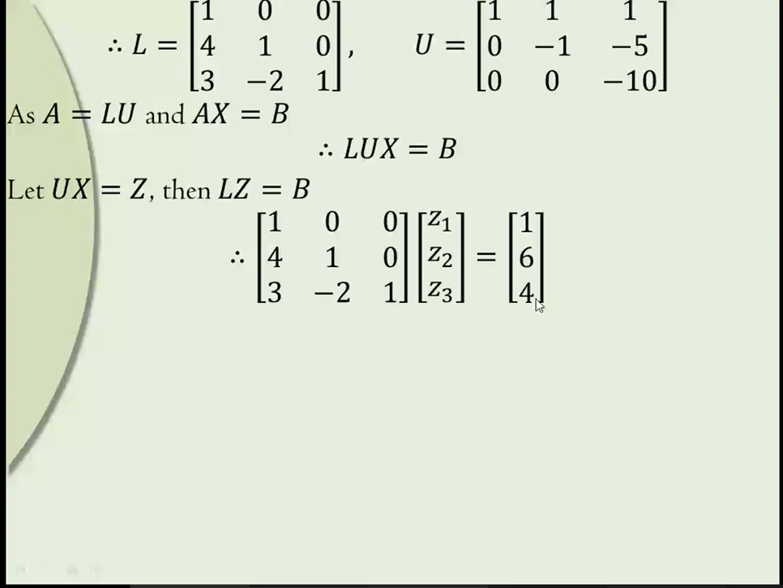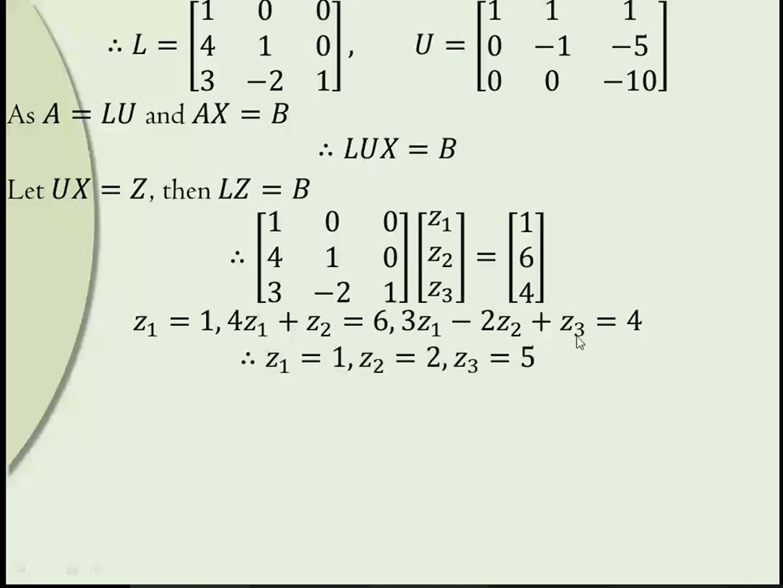4 into Z1 plus 1 into Z2 plus 0 into Z3 equal to 6. 3 into Z1 minus 2 into Z2 plus 1 into Z3 equal to 4. So you get 3 equations from this. Z1 is 1, 4Z1 plus Z2 equal to 6. From this we get Z1, put it here, that gives us Z2. Put Z1, Z2 here, that gives us Z3. Z1 is 1, Z2 is 2, Z3 is 5.